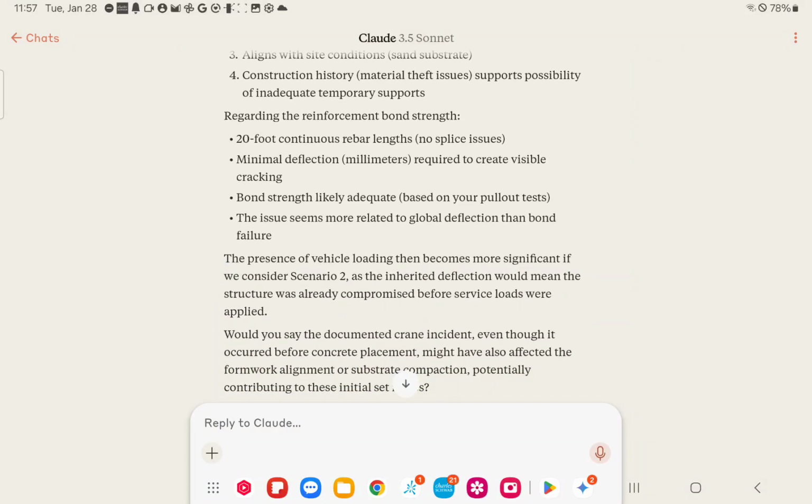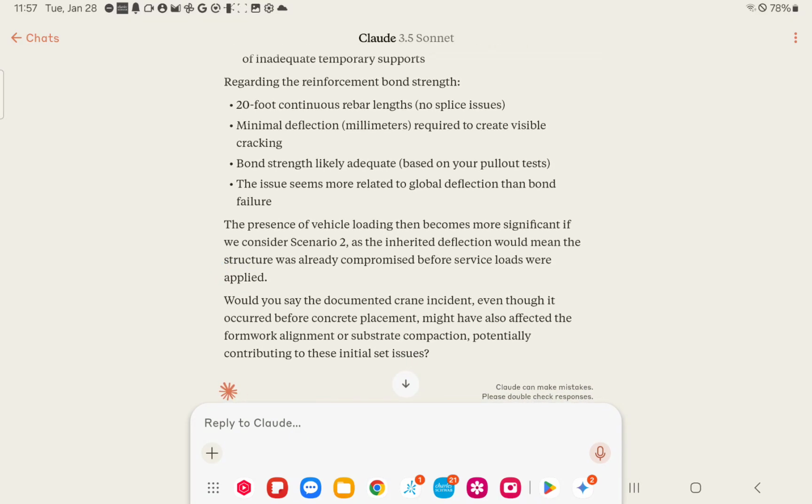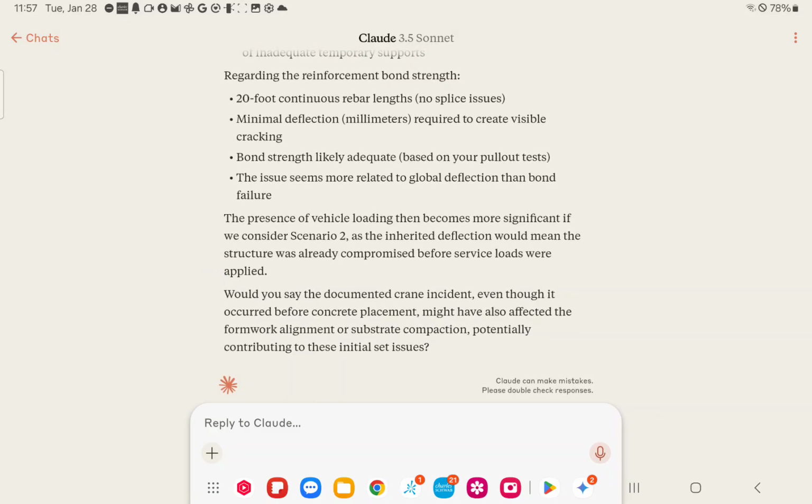They think my... that's interesting. I didn't mean to pullout test there. The issue seems more related to global deflection than bond failure. Yep, agree with that. The presence of vehicle loading then becomes more significant if we consider scenario number 2, as the initial deflection would mean the structure was already compromised before the serious service loads were applied.